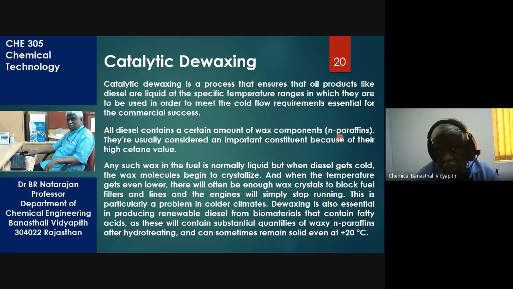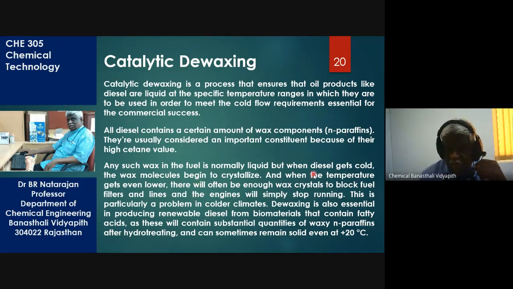Remember the lube oil, right? We had seen some carbon range is what is suitable for making the lubricating oil and wax, etc. They are usually considered an important constituent because of their high cetane value. N-paraffin is good. It has a good cetane value, but it has a nuisance value also. Diesel requires a high cetane value, but my N-paraffin, if it forms wax, I should avoid it.